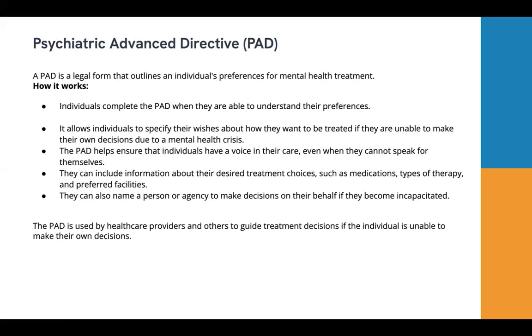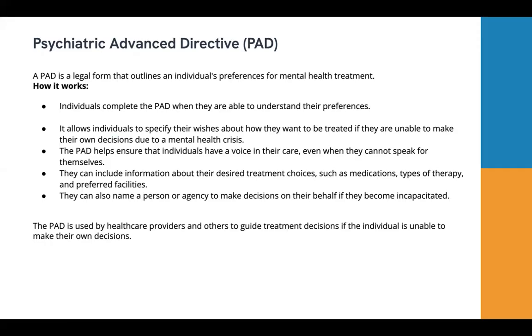And then there is a psychiatric advance directive, which we don't see a ton of in our nursing homes. I think in my career, I've only come across a couple, but this is valid in Colorado. A psychiatric advance directive is completed when the person with psychiatric issues is able to understand their preferences and communicate them. It gives them a little more autonomy and helps them specify their wishes about how they want to be treated if they are unable to make their own decisions due to a mental health crisis. It also helps ensure that individuals have a voice in their care.